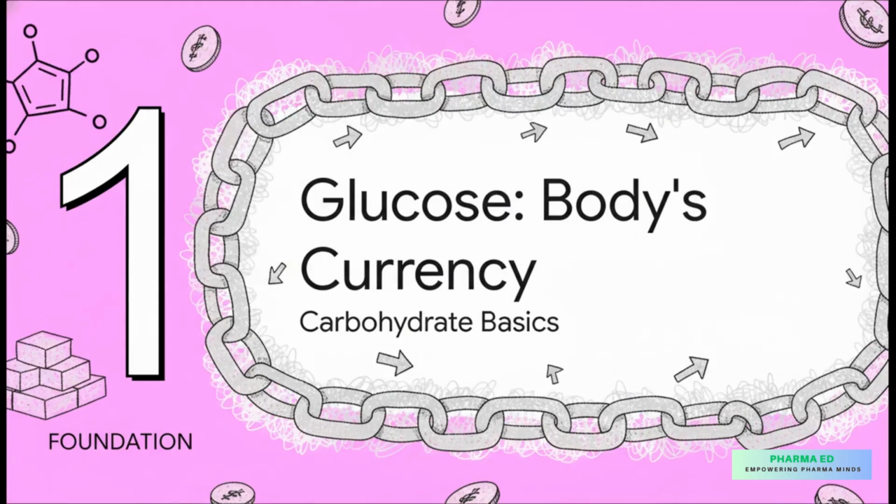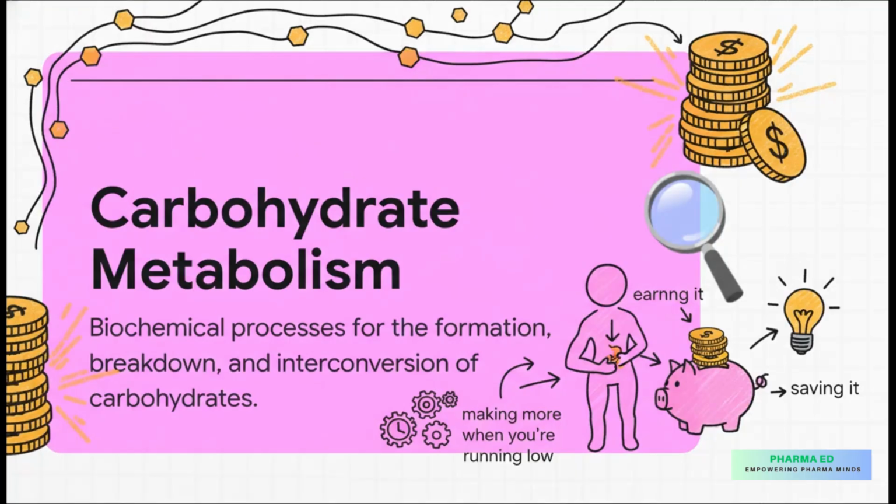Okay, so let's start with the absolute basics. What is this whole process really about? We're going to build a really strong foundation first, theek? Think of glucose as the body's pesa, its main energy currency. Everything the body does, it requires this currency. So this entire metabolism is basically just about managing this pesa, how we earn it, spend it, save it, and even how we make more when we're running low.